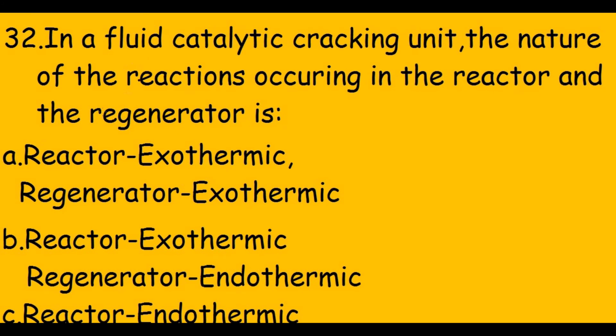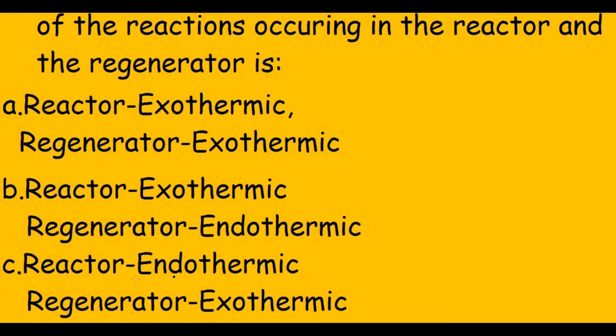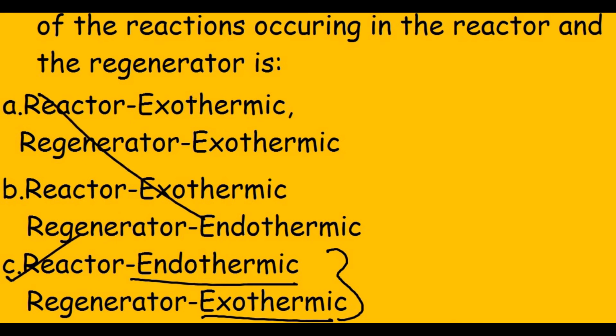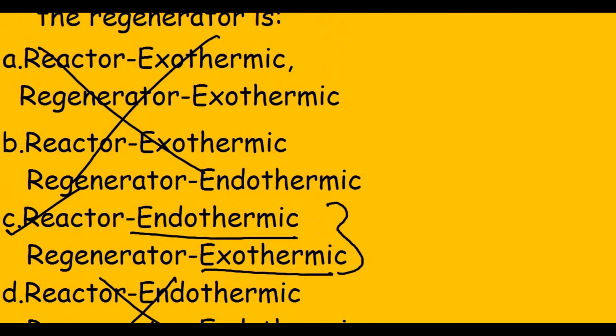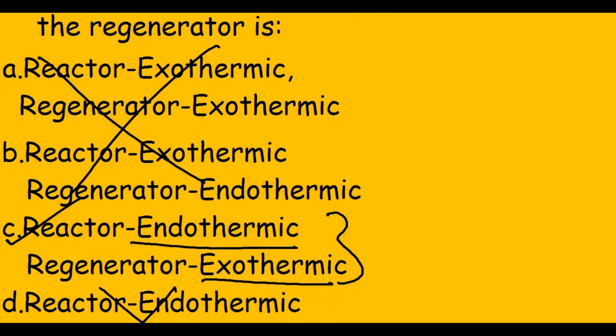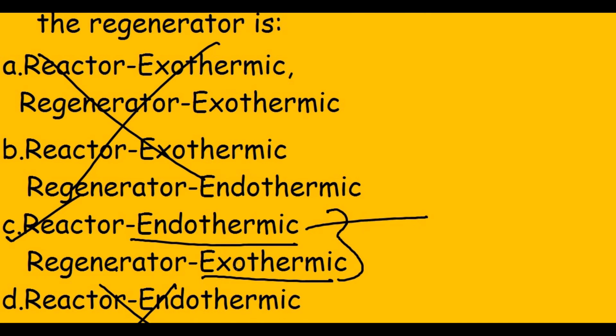So this next question asks, in a fluid catalytic cracking unit, the nature of the reactions occurring in the reactor and the regenerator is. So no need to get confused by all the options. Always remember that the catalytic cracking is endothermic and the catalyst regeneration is exothermic. So the reactor is endothermic, the regenerator is exothermic. This option C is the correct one. All these are false. So no need to study all these. So again I am repeating, in the fluid catalytic cracking, the catalytic cracking is endothermic and the catalyst regeneration is exothermic.